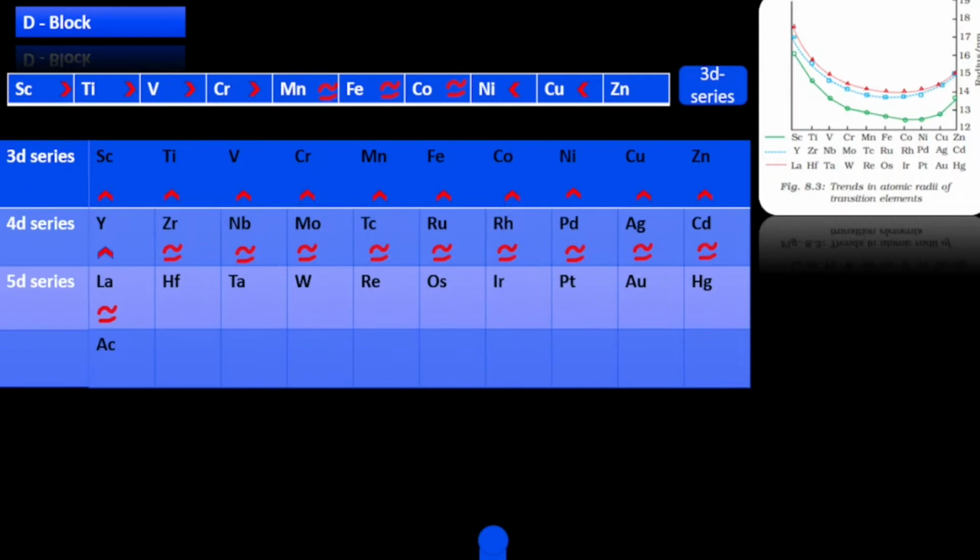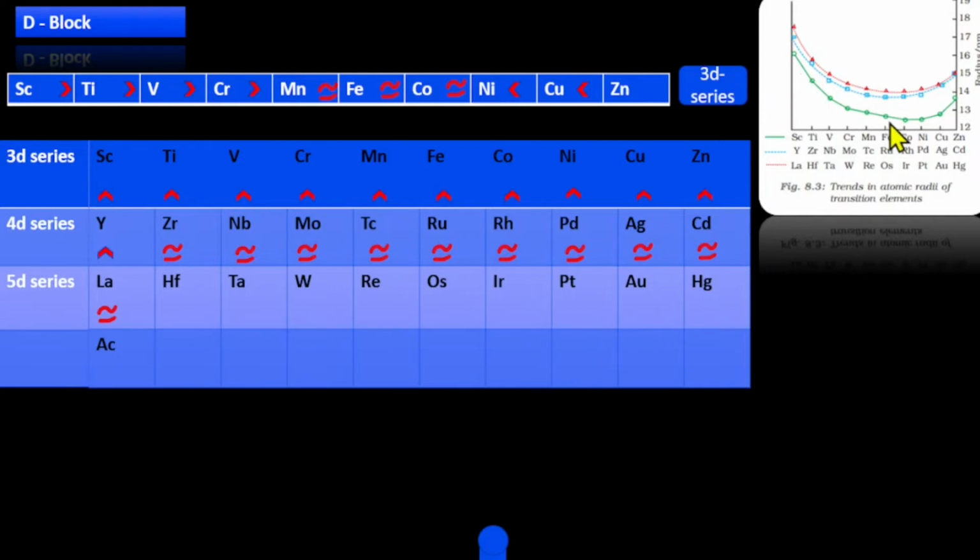Now this is the general trend along the period of D block: scandium, titanium, vanadium, chromium, manganese, till here the size is decreasing. But manganese, iron, cobalt, nickel have almost the same atomic size, and after that there is an increase in size from nickel, copper, zinc. This is the chart of NCERT D block class 12th, which depicts almost a similar thing.